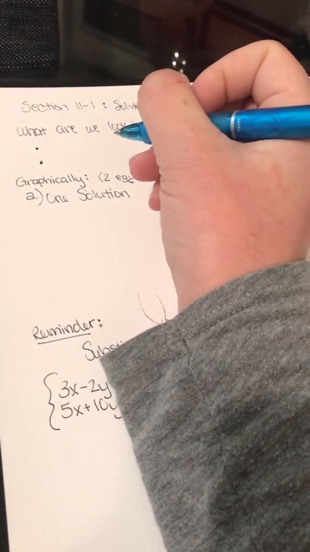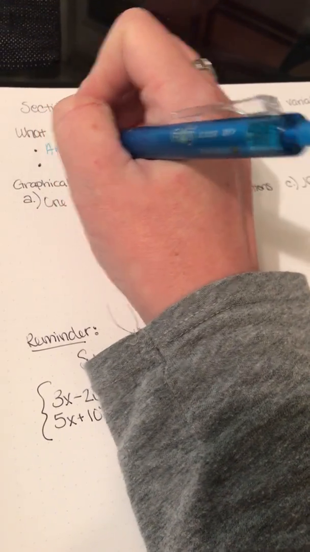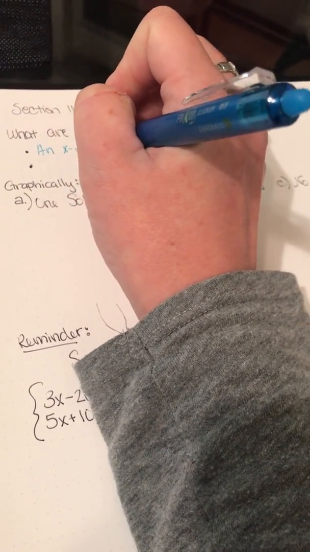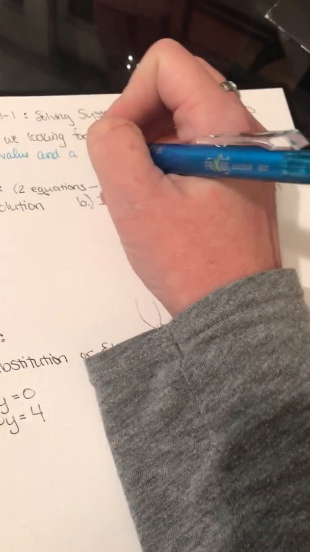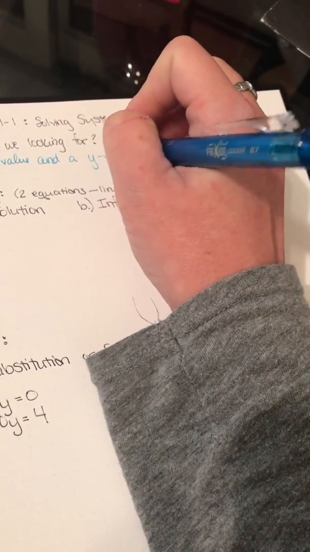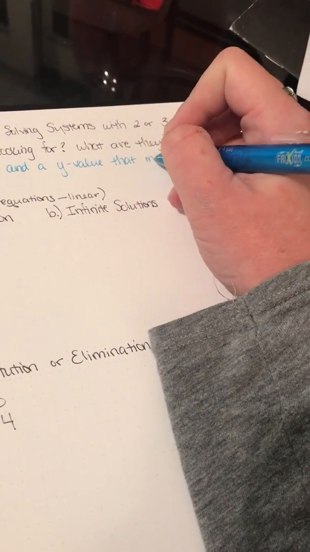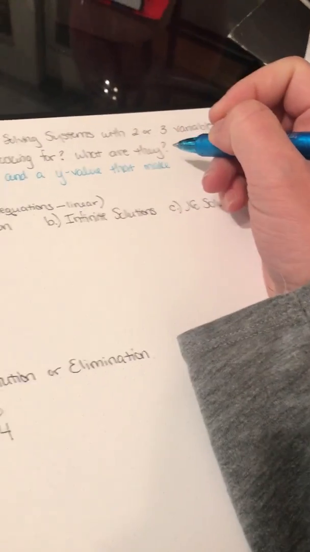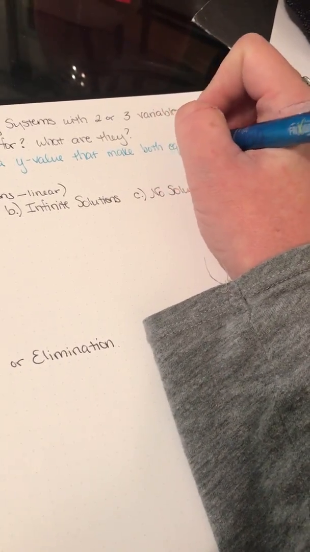So what are we looking for? We are looking for an x value, and a y value that work in both equations, or that make both equations true.